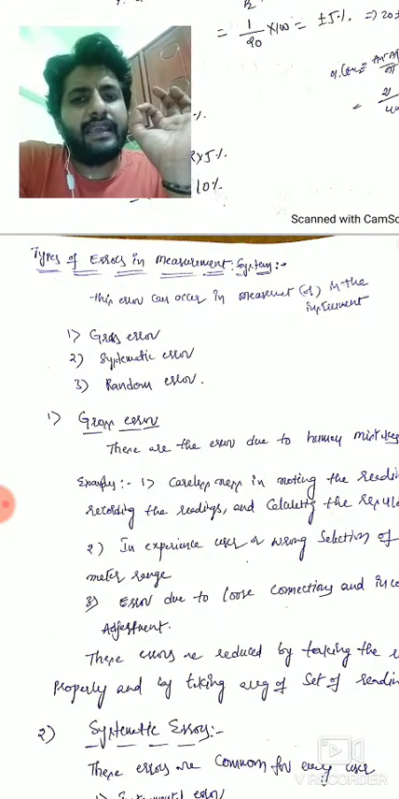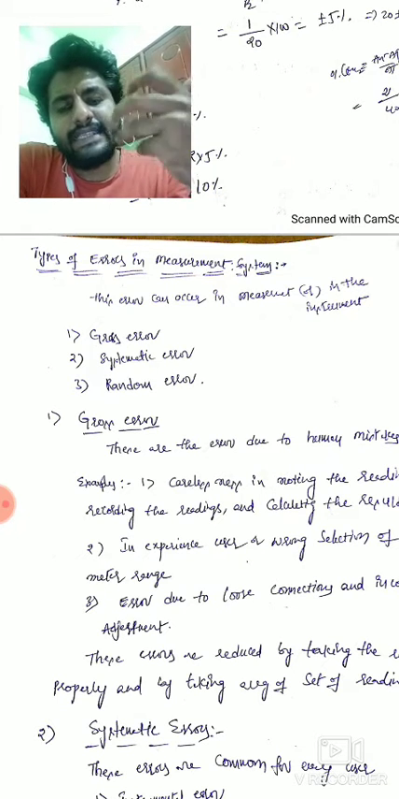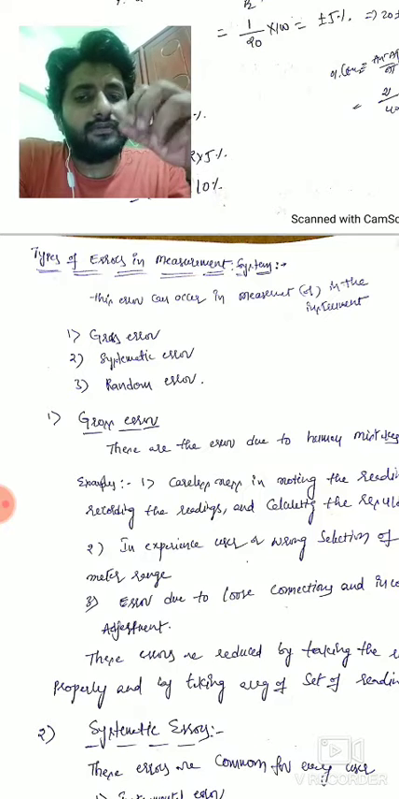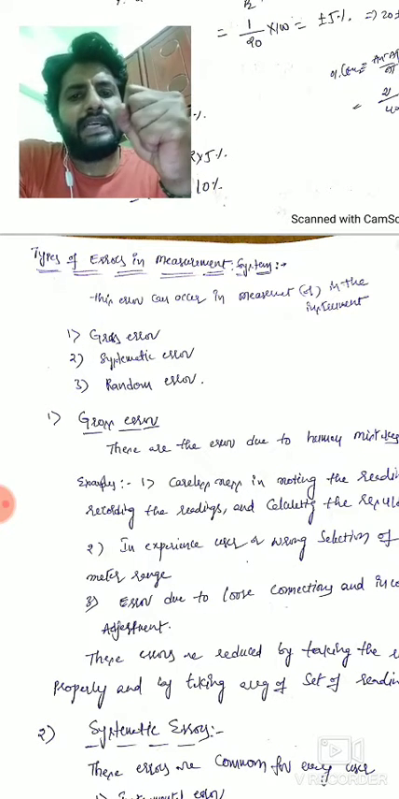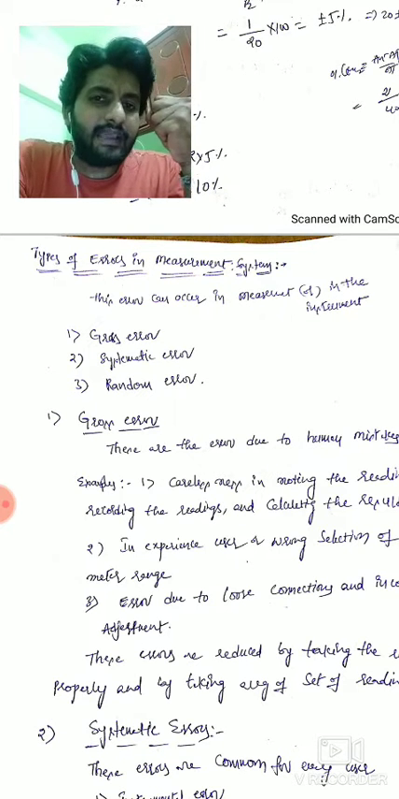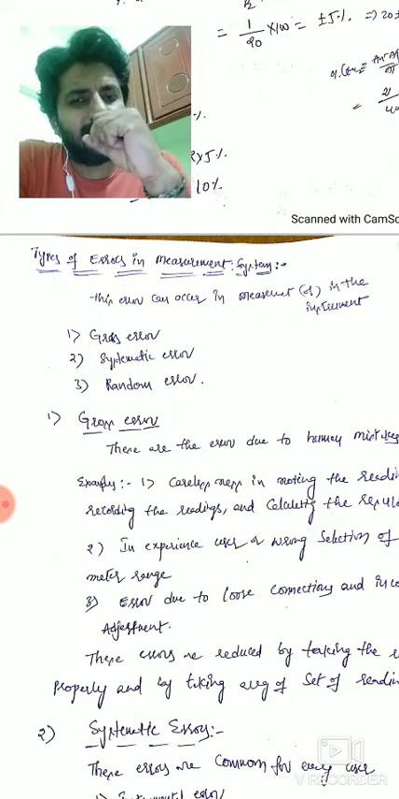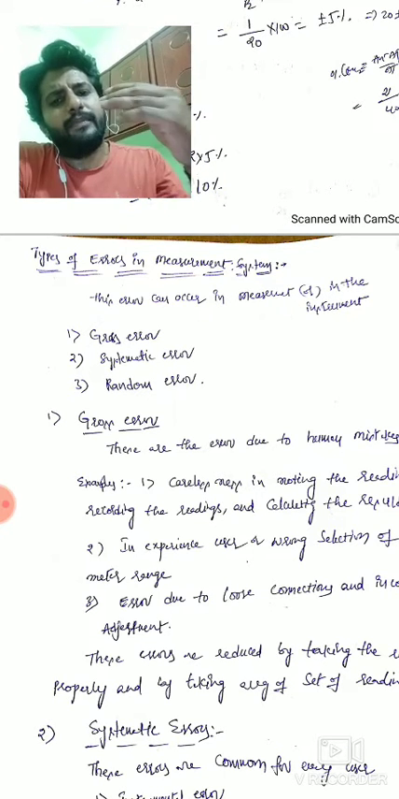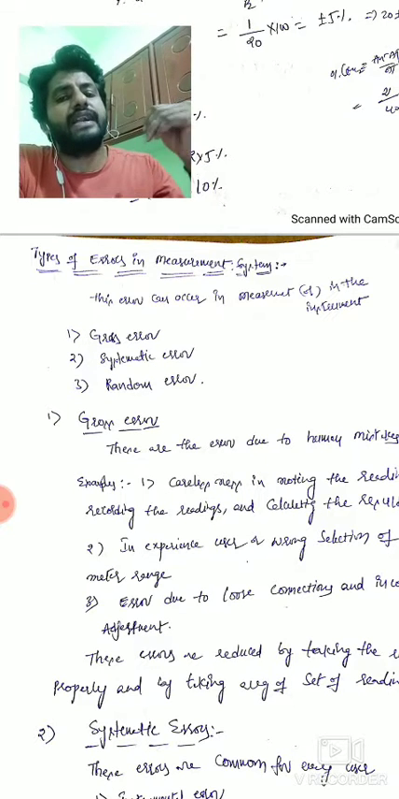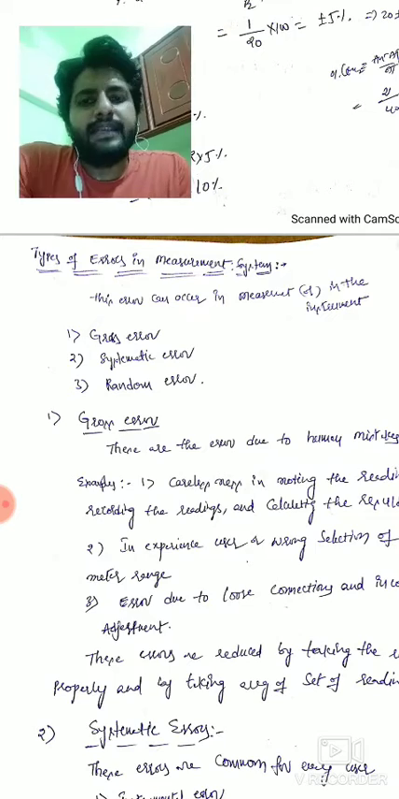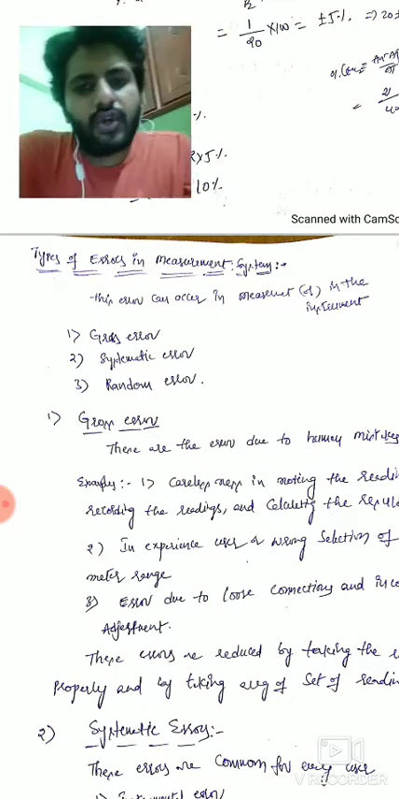will give errors, right? In order to avoid this type of gross error, what should you do? You should take a number of readings and take an average of those readings in order to get an accurate result. If gross errors are present in the system, you have to take more readings, and then take the average of the readings in order to find the unknown quantity. So that is one of the best ways to eliminate gross errors. So that's about gross errors.